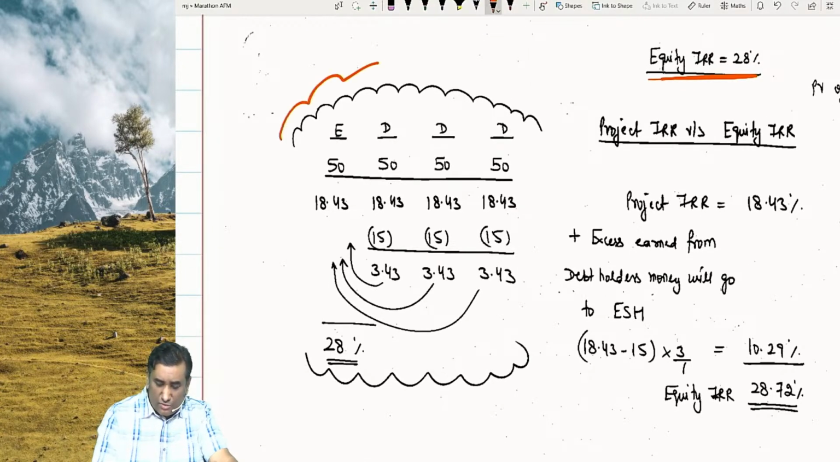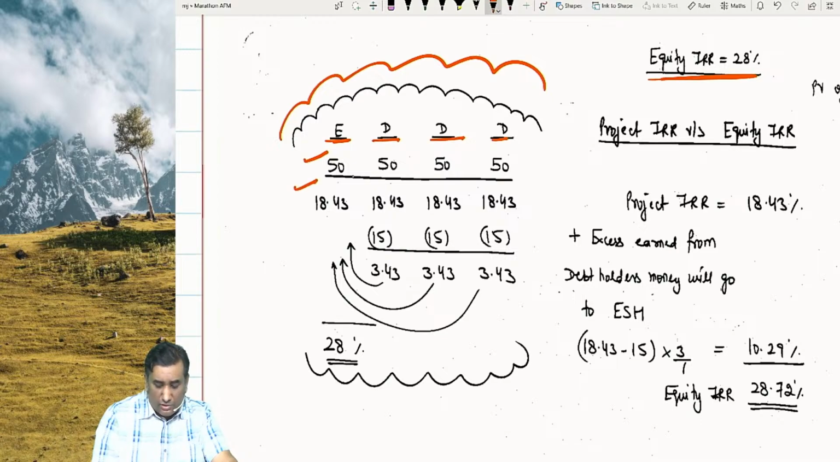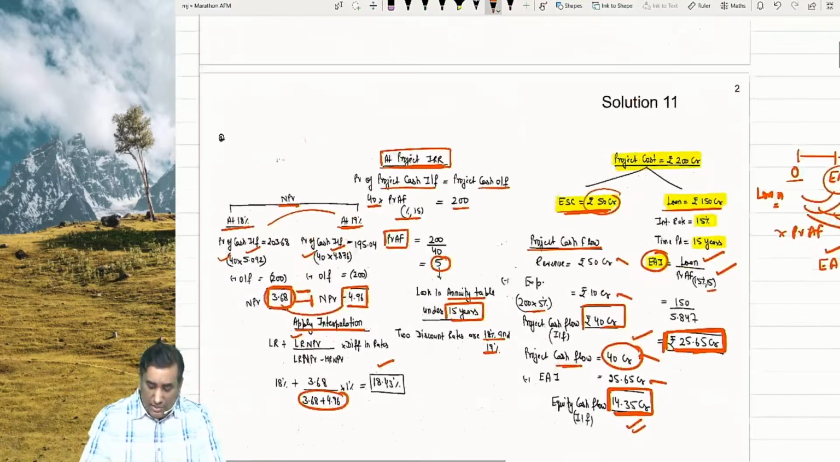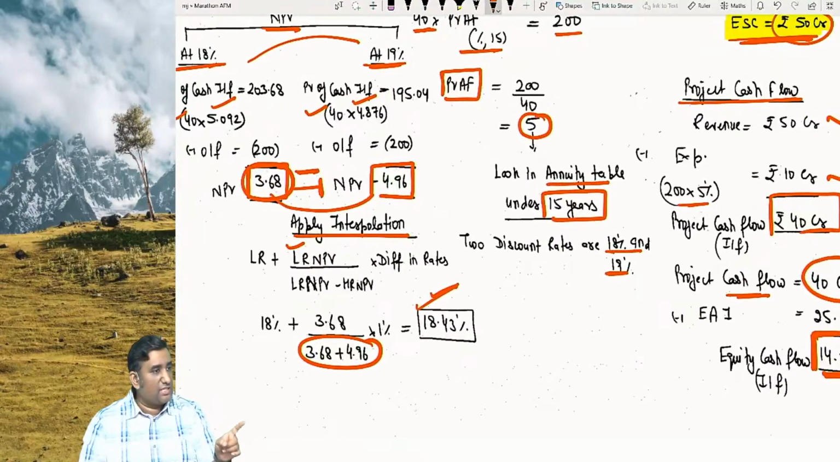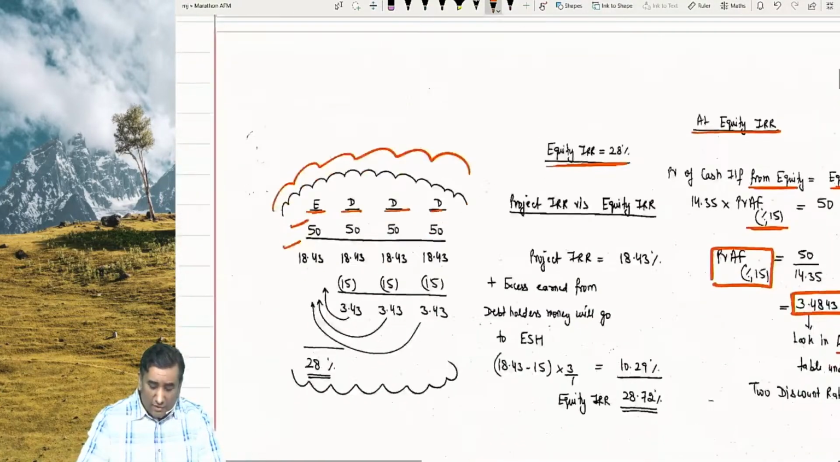This is rough work. Equity money how much? 50. Debt money was how much? Total 150. So I have taken 50, 50, 50, 50. How much was the project as a whole earning? 18.43. When you read 18.43 in the first slide, it means this is the money earned on the equity and debt combined. So equity money is only 50 crores. Debt money is 150.